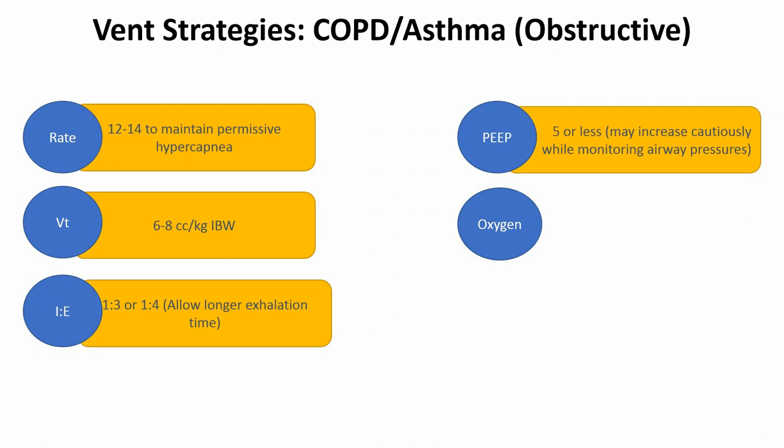Even the COPD or asthmatic, we don't want to make it too difficult for them to exhale by adding a lot of PEEP. But if we add some PEEP, then we can help improve laminar flow, keep those airways splinted open a little bit so that they can get that breath out. And oxygen is essentially going to be titrated to whatever the patient needs.